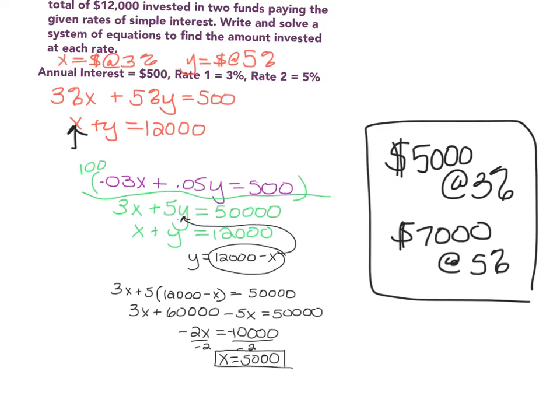Wait, so how do you determine the 3% and the 5%? How did you know which one's which? It wouldn't have mattered, it's whatever you establish. So we said x was 3%, y was 5%. If we had switched those, then we would have known at the end whatever we solved for, because we solved for x first, I knew that that was my 3%, and then the y would have been my 5%.